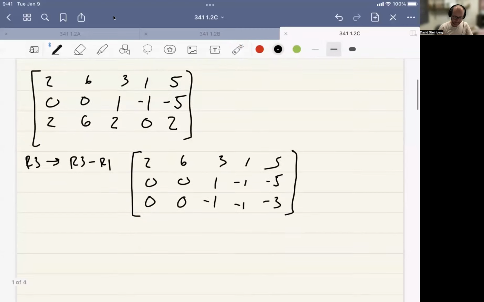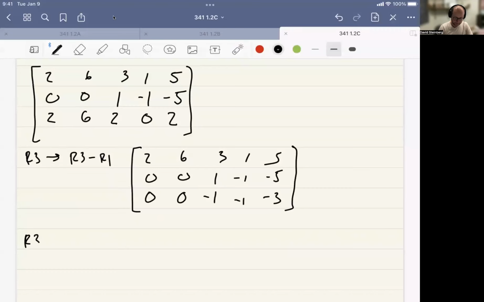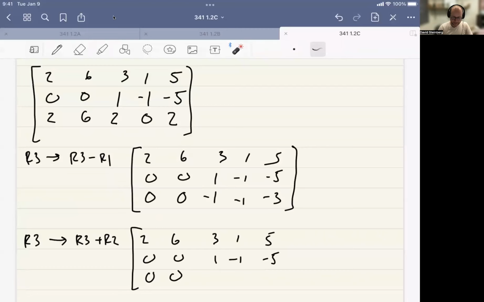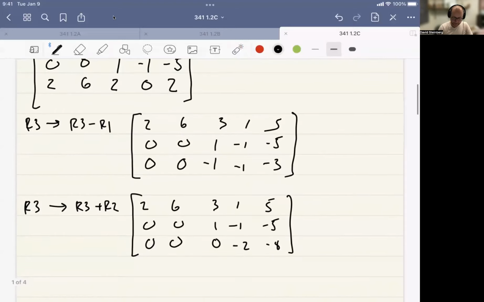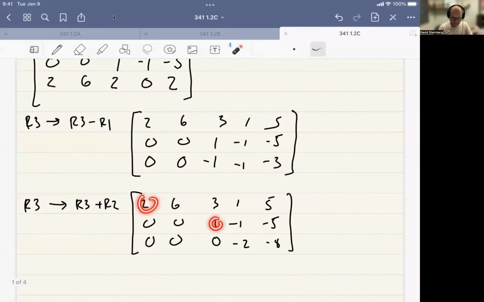Okay, so then let's go pick on row 3 again. Take row 3 to row 3 plus row 2. So our first row hasn't changed at all, nor has our second row. Poor row 3, just taking a beating. Okay, -1 plus 1 is 0, -1 plus -1 is -2, -3 plus -5 is -8. Okay, so we have our row echelon form.